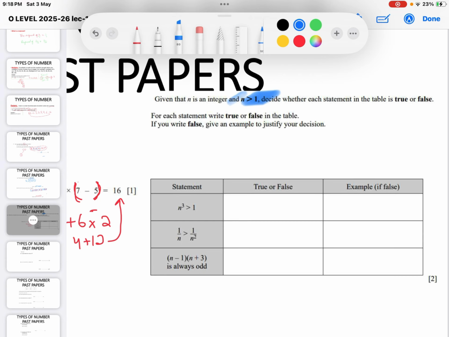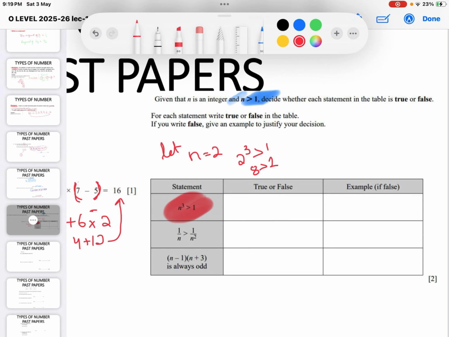Okay, so there are some conditions they have given to us, and we have statements. We have to write down true or false. If we write false, we have to give some example as well. So the first statement we have, n cube is bigger than 1. If I consider n is equal to 2, because they say that n must be bigger than 1, so it will become 2 cube is bigger than 1. 2 cube is 8, 8 is bigger than 1. So this is the correct statement.